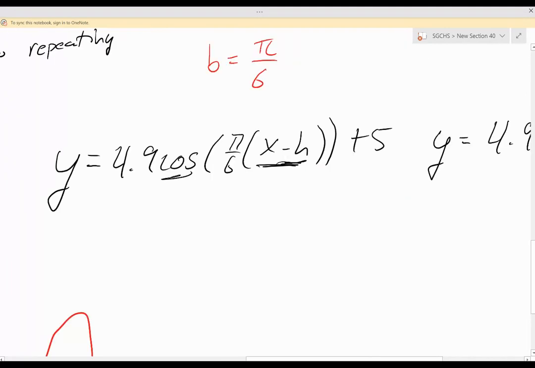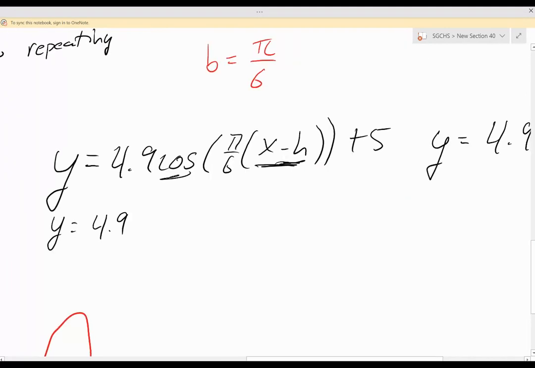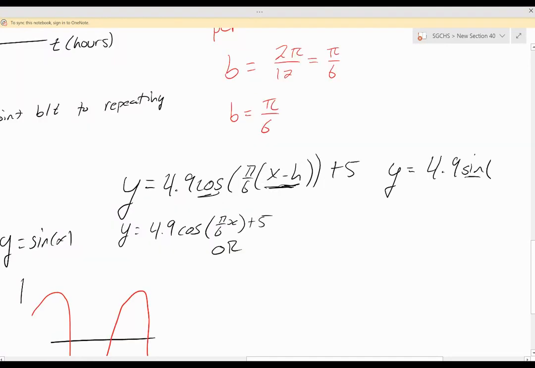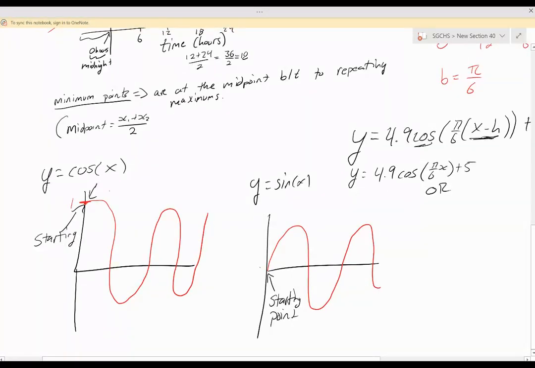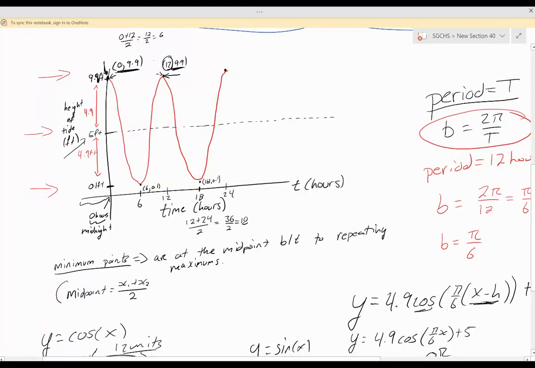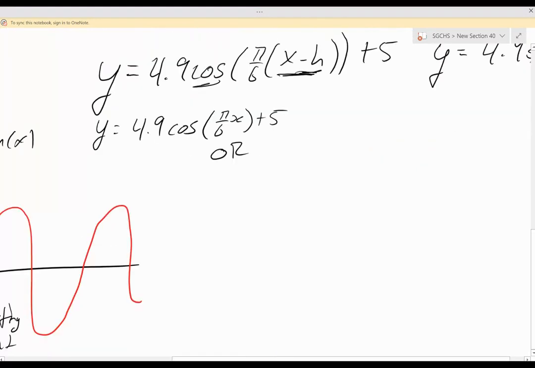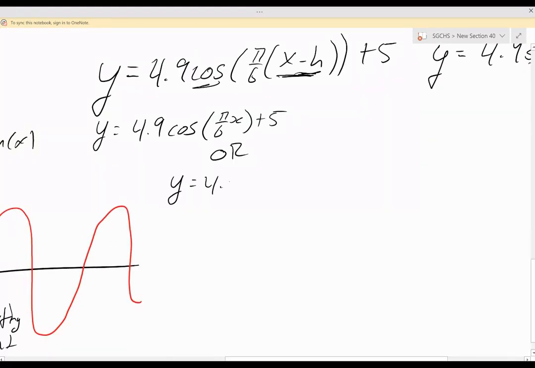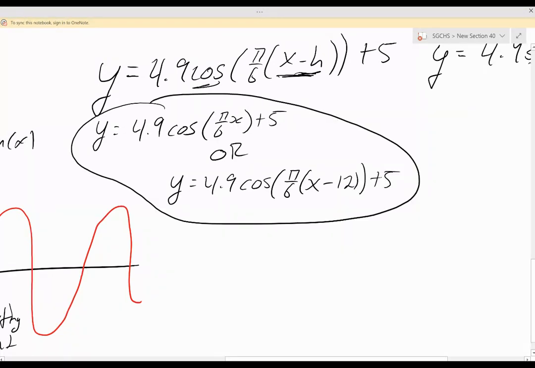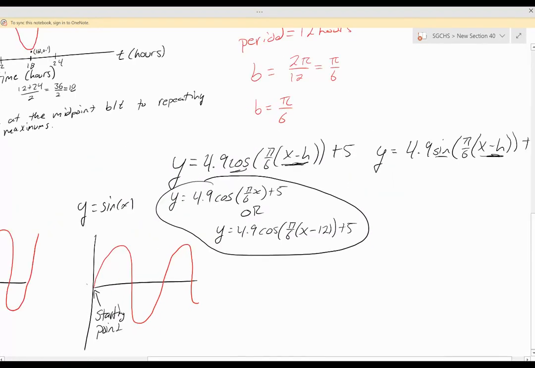So we could either represent cos as if we had no shift at all, so simply 4.9 cos pi over 6 times x plus 5, or we could see it as if our starting point here moved 12 units over to the right. So that means we could also represent this as y equals 4.9 cos pi over 6 times x minus 12, plus 5. So there are two solutions there, which will graph the same equation in terms of cosine.